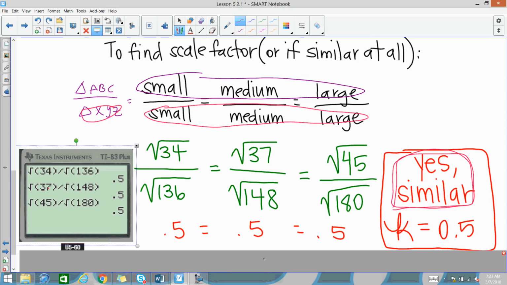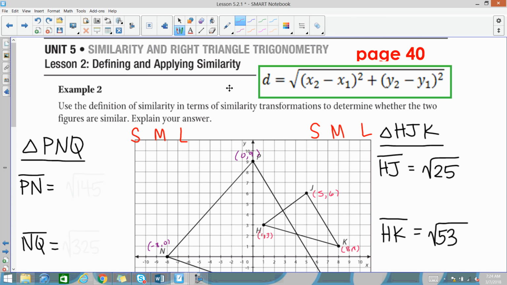You have to know your side lengths and determine which one's small, which one's medium, and which is large. To determine if they are in fact similar, they must have the same scale factor. That's what we just did. All that hard work using the distance formula was just allowing us to determine whether they give you a common ratio of a half. Some of you are like, oh my gosh, that kind of blew my mind. Well, we got another one here. So flip the page, and here we go.